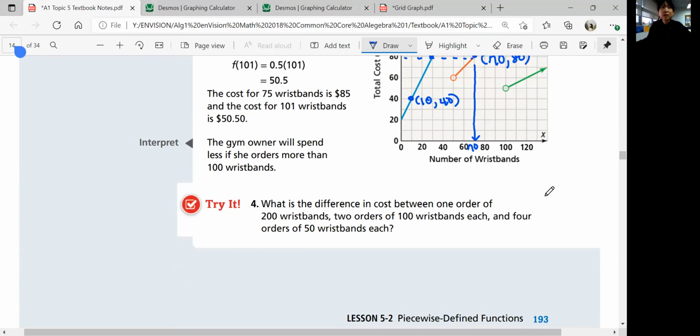Try number 4. What is the difference in cost between one order of 200 wristbands, 2 orders of 100 wristbands each, and 4 orders of 50 wristbands each? Can you compare the prices?